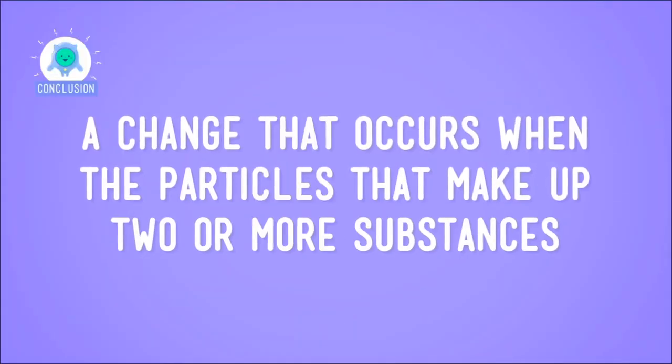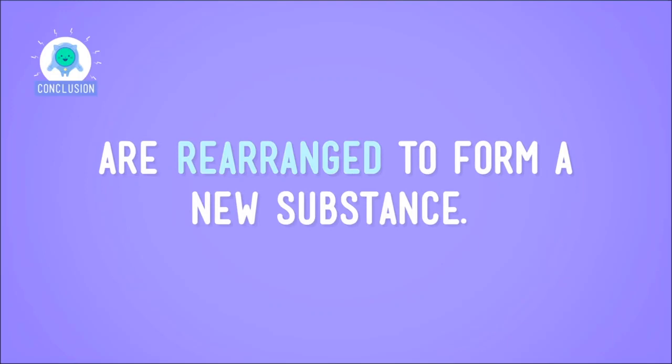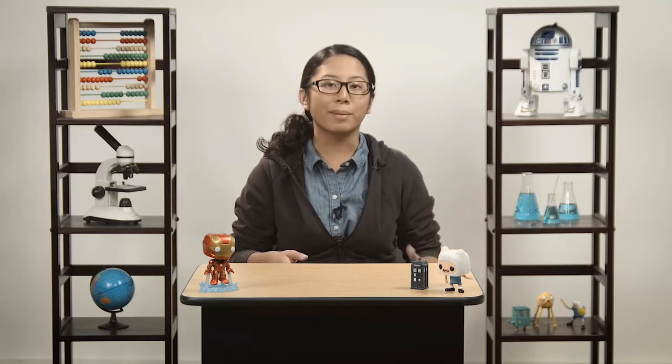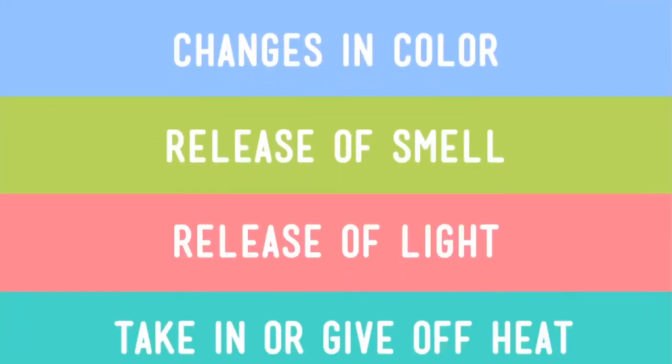So, a chemical change is a change that occurs when the particles that make up two or more substances are rearranged to form a new substance. Most of the time, chemical changes can't be undone, and we can tell they're occurring by observing them and noting things like changes in color, release of smell or light, and whether they take in or give off heat. All in all, I'd say that sniffing out chemical changes can be a piece of cake.